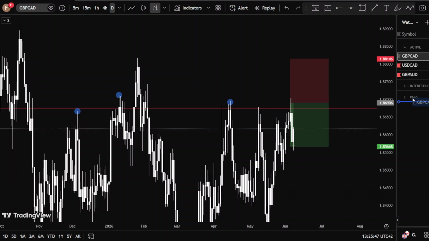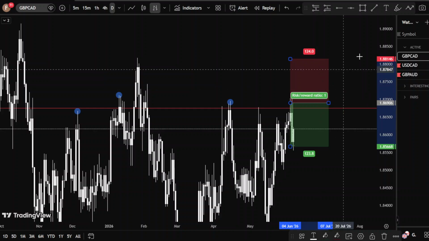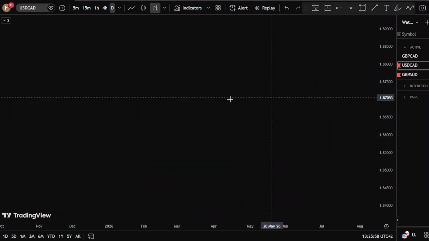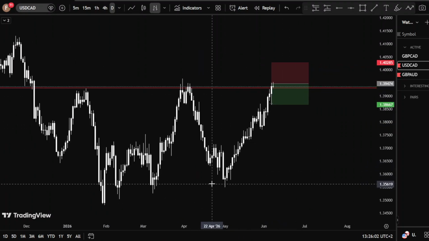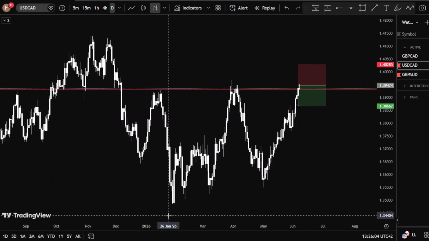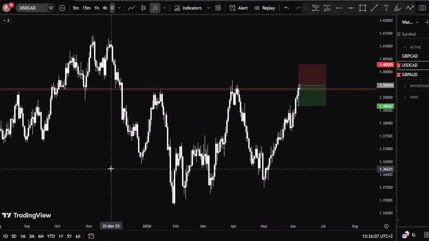I'm going to put this down again here. Anyway, these are the current setups that I'm in. I'm in USD CAD. You can see it's the same thing. This is even more clear to see what's going on.